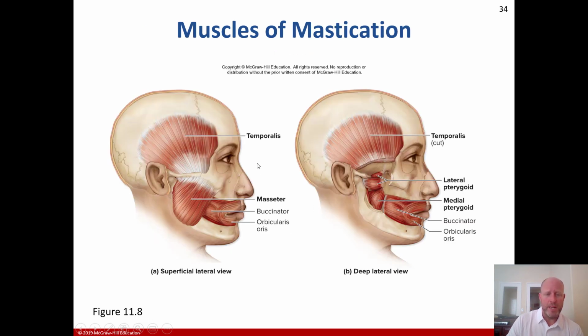So here we have for the muscles of mastication, the temporalis here. There's our masseter, our buccinator, our orbicularis oris for the superficial lateral view. And our deep lateral view, our temporalis that's cut, our lateral pterygoid, our medial pterygoid, our buccinator, and our orbicularis oris.